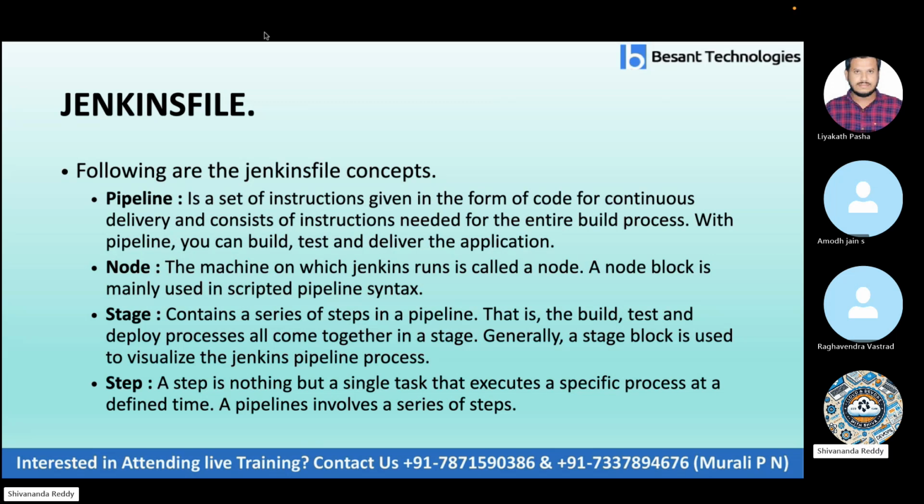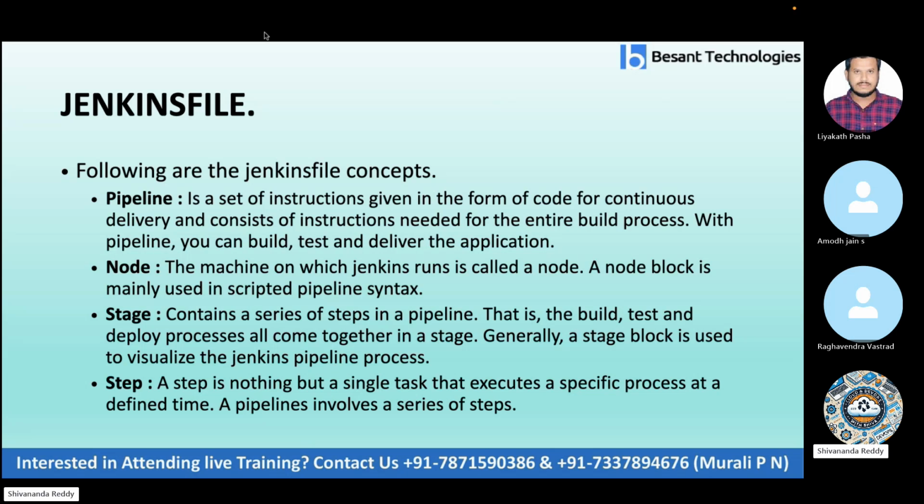Then what comes under the declarative one? Declarative pipeline consists of pipeline as a keyword. The first keyword is pipeline. The pipeline keyword will be there in the pipeline. Scripted pipeline consists of the node. Then we have stage, which consists of a series of steps in a pipeline; the build, test and deploy process all come together in a single stage. Generally, a stage block is used to visualize the Jenkins pipeline process.